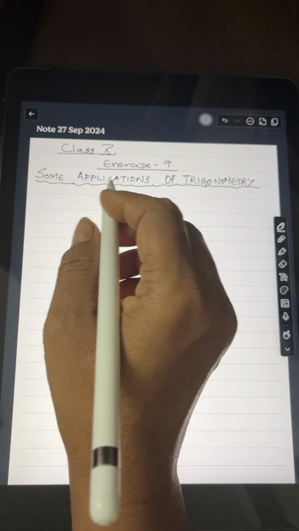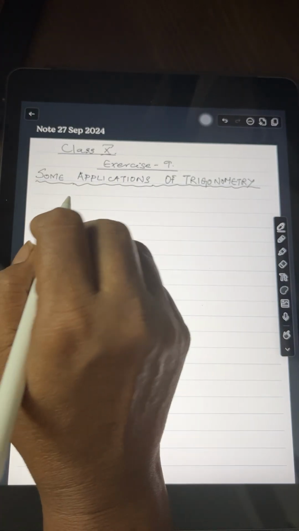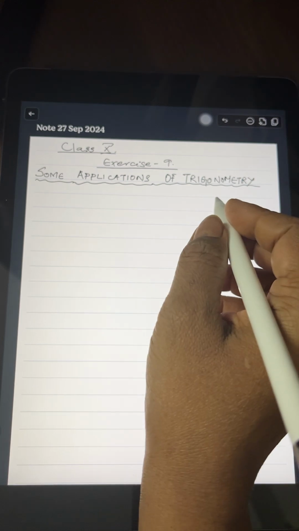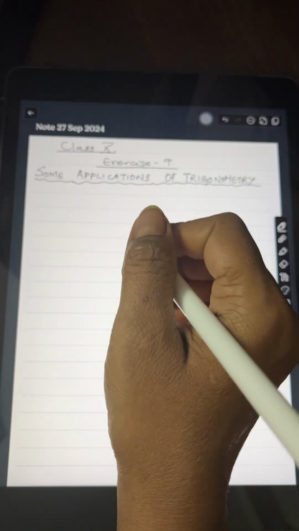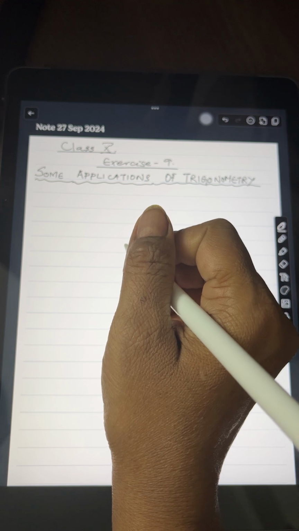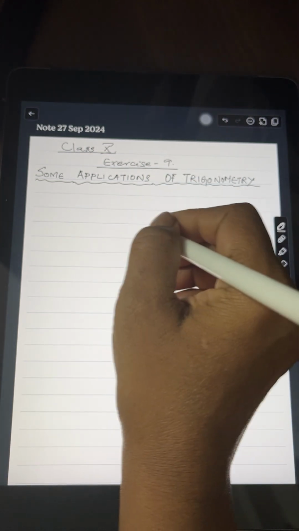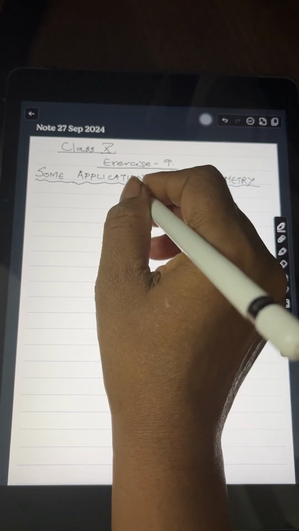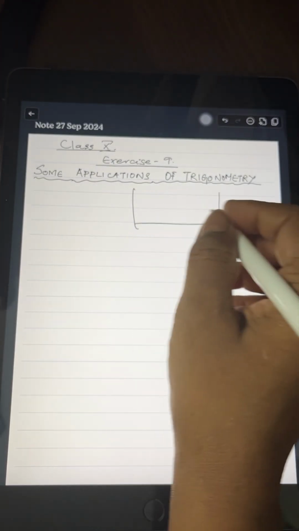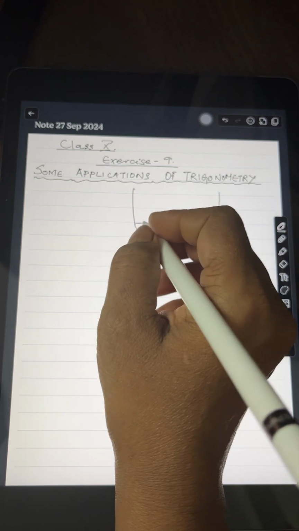Guys, today I'm going to explain to you about the application of trigonometry. Trigonometry is used to find out the measurement of various objects, like the distance between two poles, without actually measuring the distance.